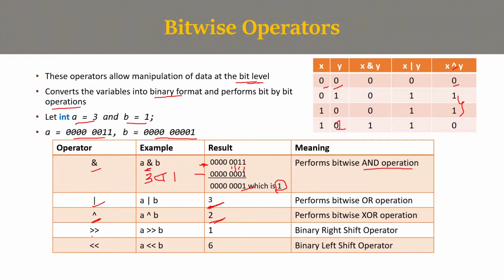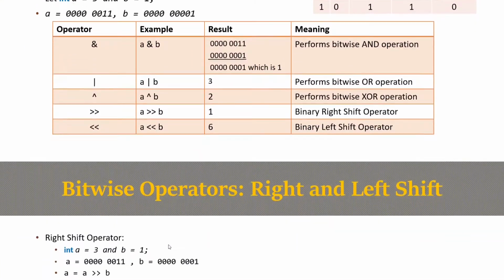Now this is known as the right shift operator. This is known as the left shift operator. This is the right shift operator, 2 greater than symbols, and 2 less than symbols are known as the left shift operator. So 3 right shift 1 will give us 1, and 3 left shift 1 will give us 6. So how is this done? Let us see this.